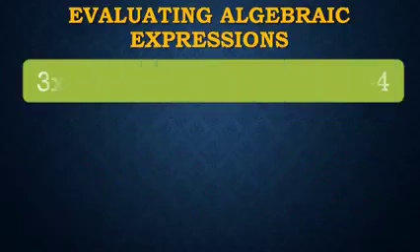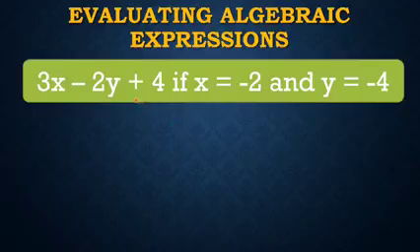Example. We have 3x minus 2y plus 4 if x is equal to negative 2 and y is equal to negative 4. So this is our given. In evaluating algebraic expressions, yung rule dito is to substitute the value of your variables. So in this case, meron tayong presence of x which is equal to negative 2 and y which is equal to negative 4. So, papalitan lang natin lahat ng x in our algebraic expression, which is 3x minus 2y plus 4. Yung x magiging negative 2, yung y magiging negative 4.